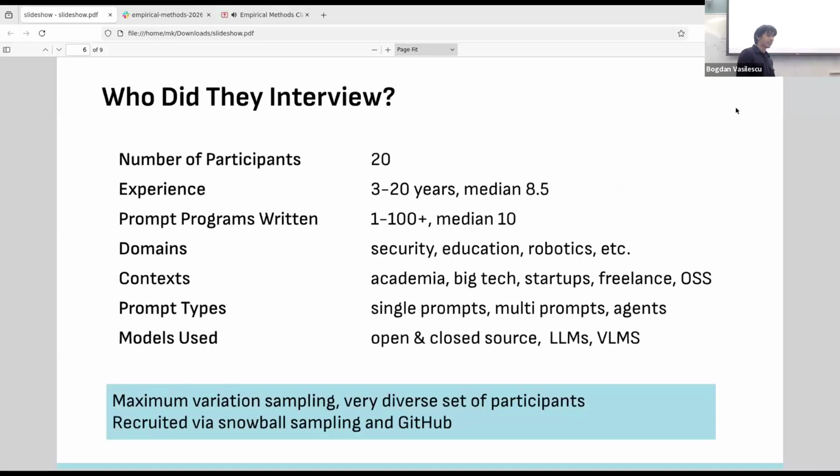So they interviewed 20 people. They had experience ranging from 3 to 20 years with a median of 8.5. And they had a pretty wide range of prompt programs written.